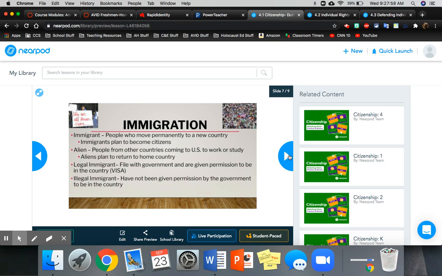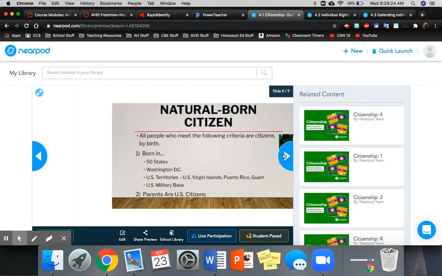An alien is a person from another country who comes to the U.S. to work or to study. That means they probably have a temporary visa. You've got legal and illegal immigrants. These are like the textbook definitions of them, though I don't really like the term illegal immigrant because I don't believe that a person can be illegal. But this is the textbook definition of it. It means they have not officially been given permission by this government to be in the country.